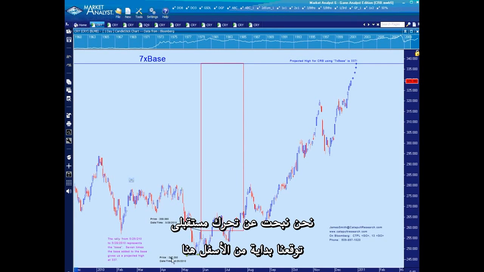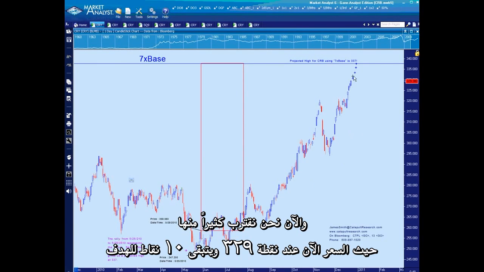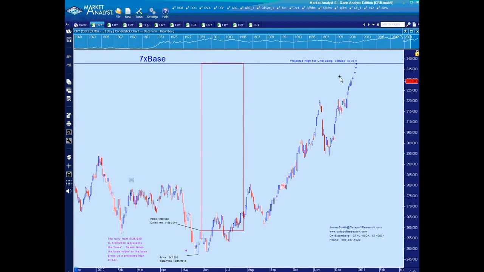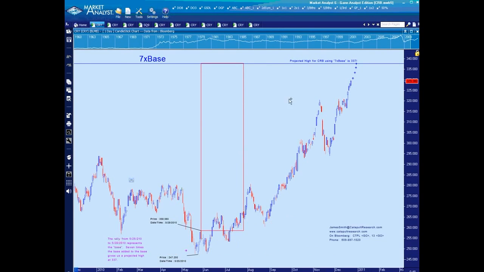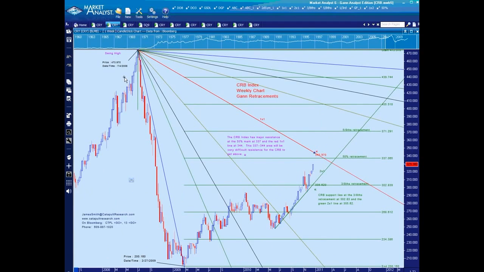So we're looking at a future move which we could have forecasted all the way back down here, and now we're getting very close to it. We're at 329. We just have less than 10 points to go to get to 337. So if this methodology is correct, we should be getting close to at least some sort of top here. Let's try the next chart.